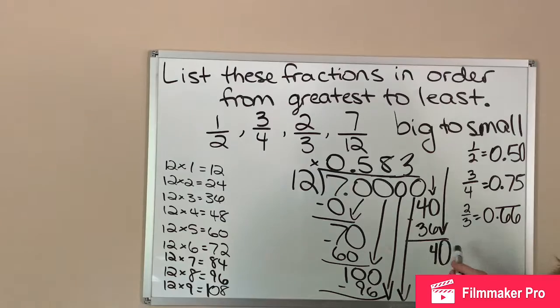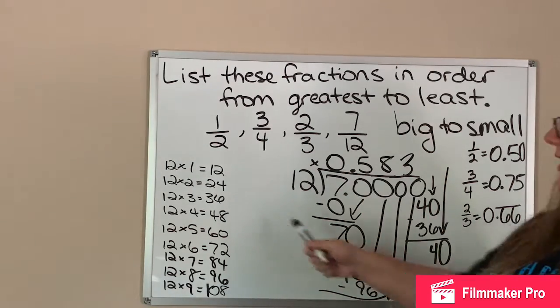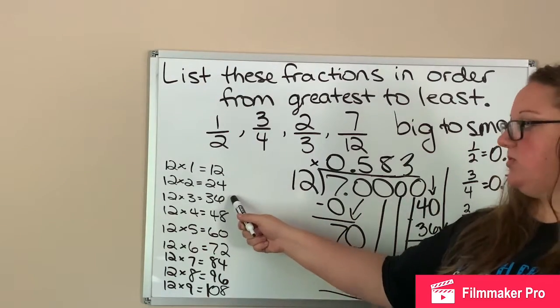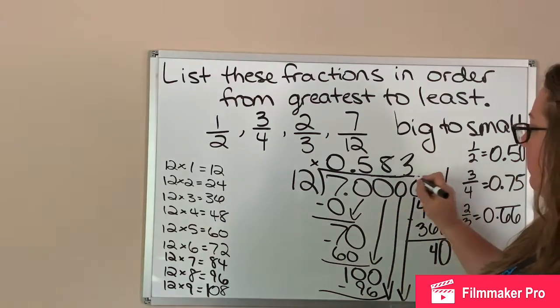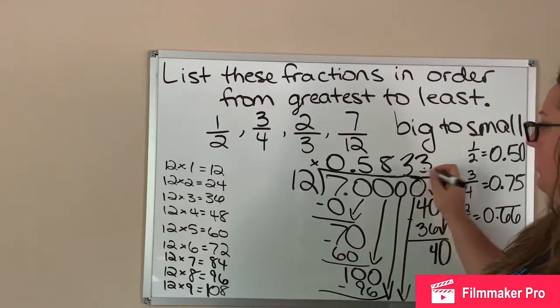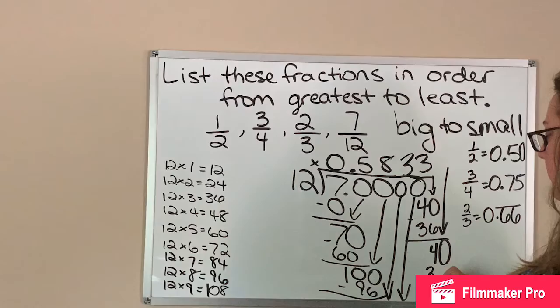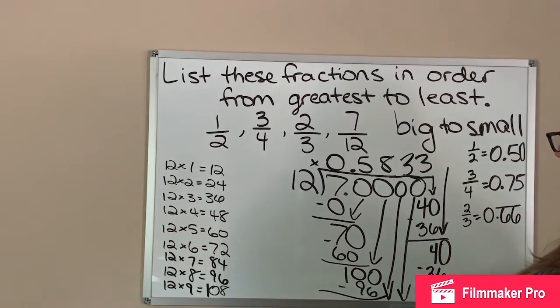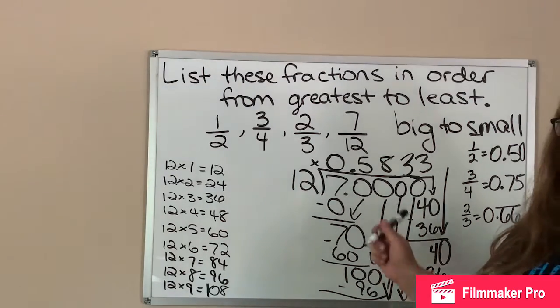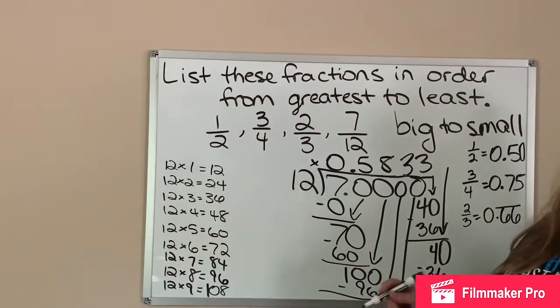And once again, 12 can go into 40 3 times. As close as I can get is 36. So my 3 is going to go here. 3 times 12 is 36. 40 minus 36 is 4 again. So look what's happening. I'm repeating.